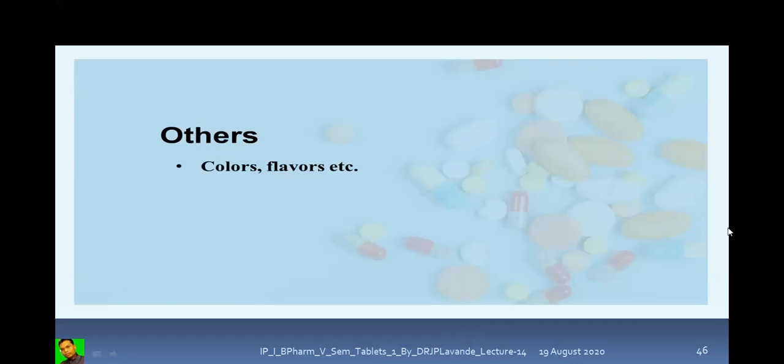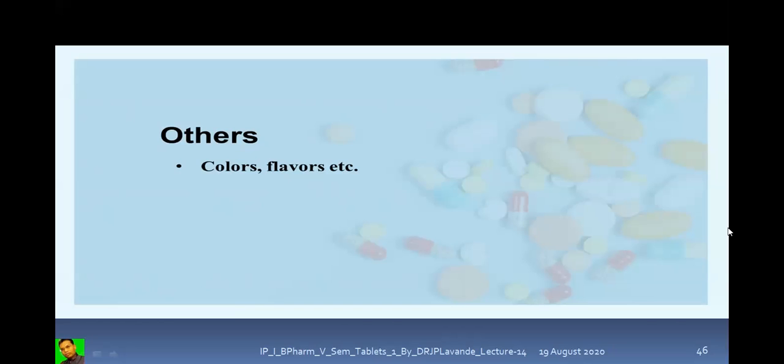In addition to all these, what are the different excipients that we saw? Yes, these are the diluents or fillers. Next, binder. Next, disintegrant. Next, glidant. Next, lubricant. Next, anti-adherent. Right?